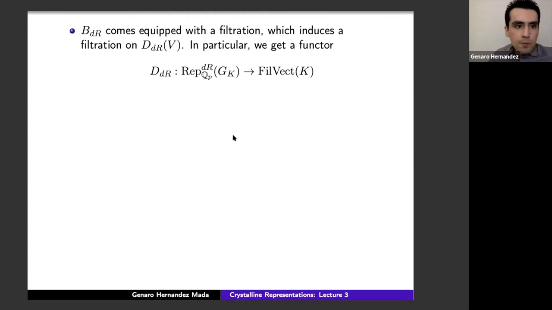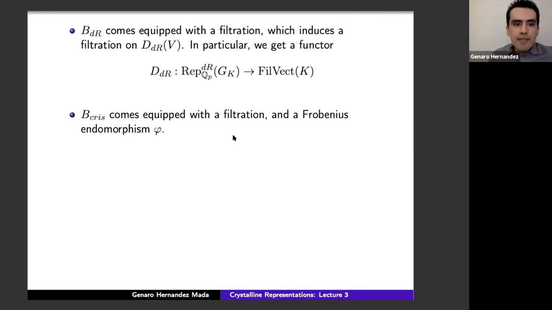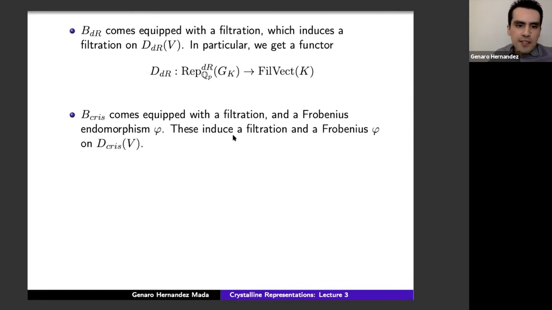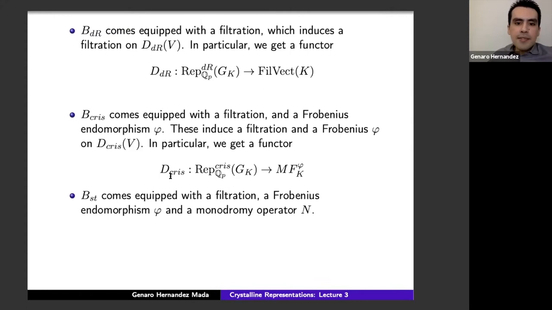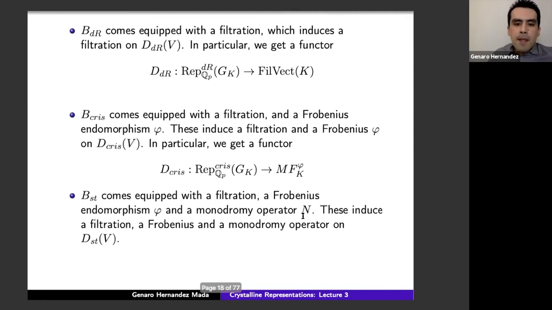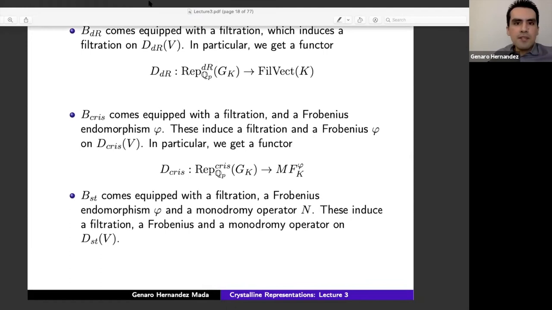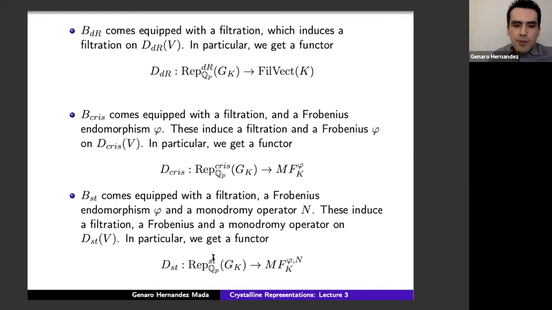So B_crys comes equipped with a filtration and Frobenius. And this induces a filtration and Frobenius on D_crys of V. And we get a functor D_crys from crystalline representations, but not only to filtered vector spaces, but to this other category, which is filtered vector spaces with a Frobenius endomorphism. And finally, B_ST comes equipped with a filtration, Frobenius endomorphism, and monodromy operator. And this induces a filtration, Frobenius, and monodromy operator on D_ST of V. And so now we get a functor from the semi-stable representations to filtered vector spaces with Frobenius and monodromy.